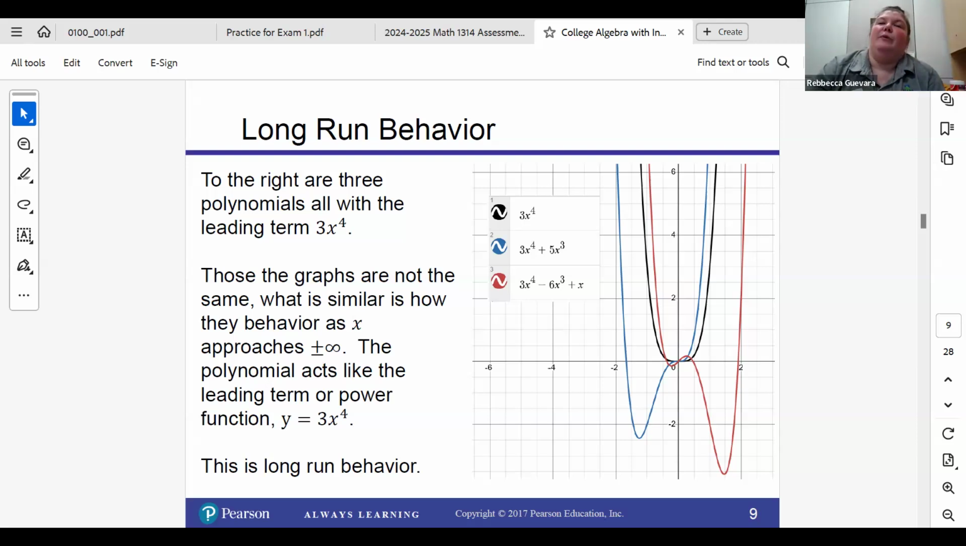So this is what we're really talking about with long run behavior: in the long run, all these functions start acting like their leading term. All of them start acting like 3x to the fourth. So they start matching that black line eventually.